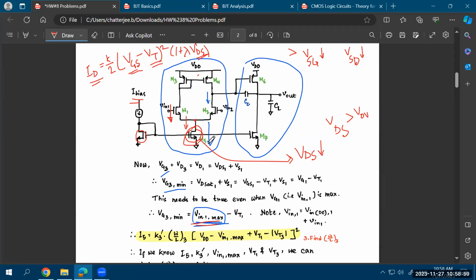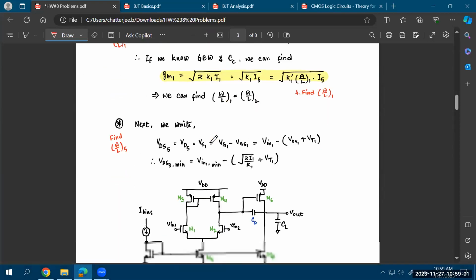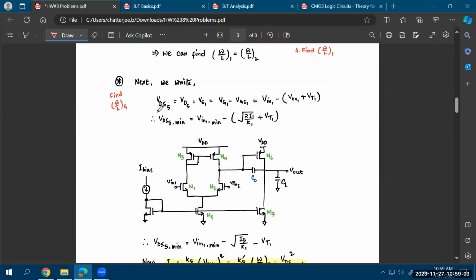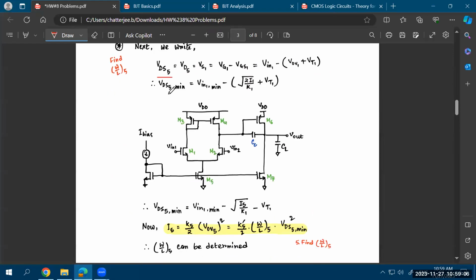So when you try to design M5, in the next page, you'll consider the VDS5, and in that VDS5, you'll consider the minimum value of your VIN1. What is the minimum value that can be there at the gate of the M1 transistor? So that's why when designing M5, you'll consider the minimum value of VIN1. When you are designing M3 or M4, you'll consider the maximum value of VIN1. That's the intuition behind it, why you would consider the minimum value for one and the maximum value for the other.